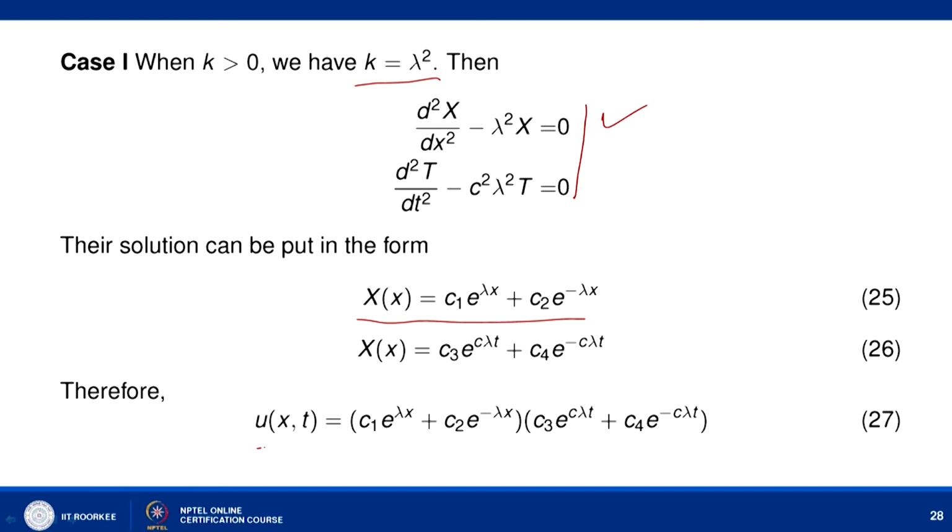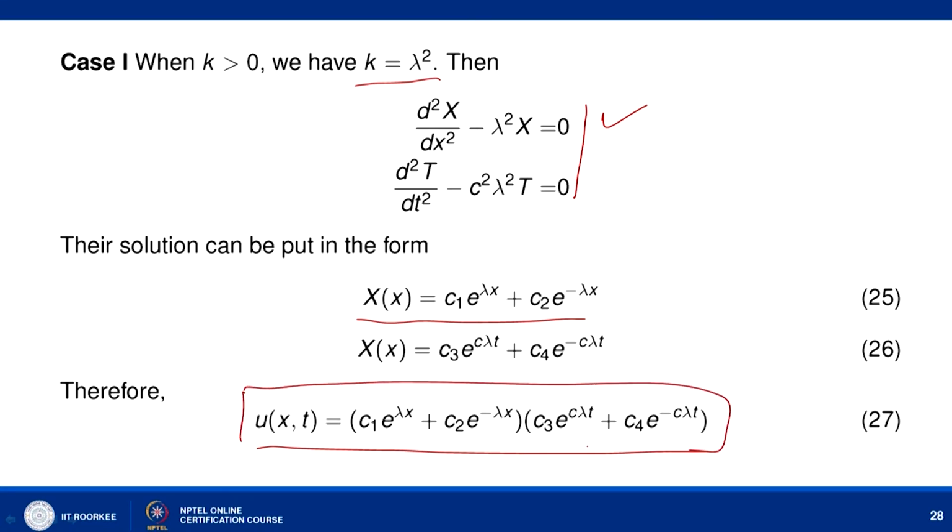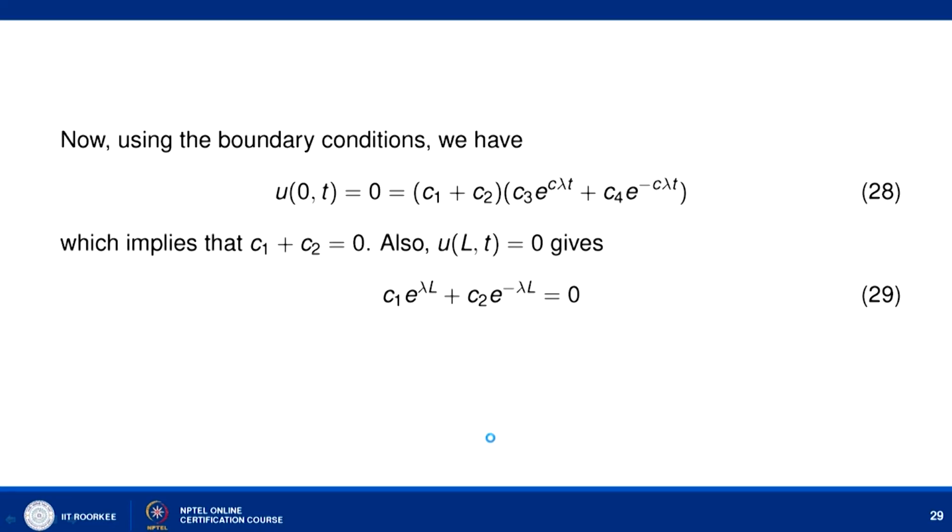So now our solution u(x,t) is written as (c1 e^(λx) + c2 e^(-λx)) times (c3 e^(cλt) + c4 e^(-cλt)). Now we have to obtain the 4 constants c1, c2, c3, c4. So here we will use the boundary conditions. So what are the boundary conditions? They are u(0,t) = 0 and u(l,t) = 0.